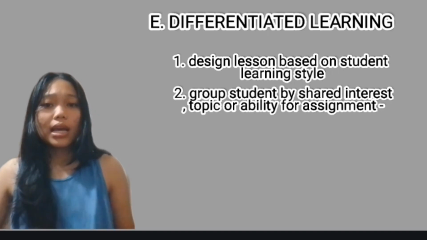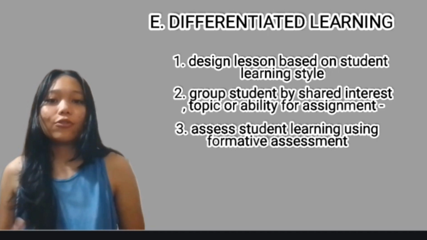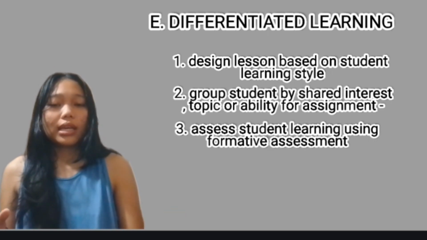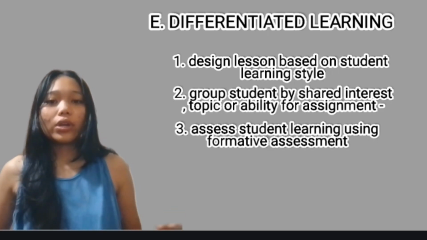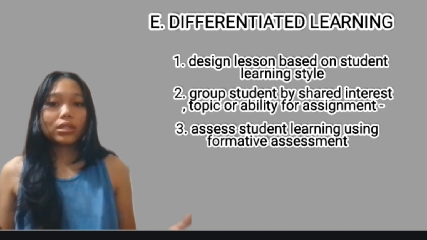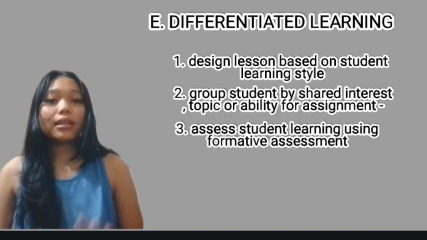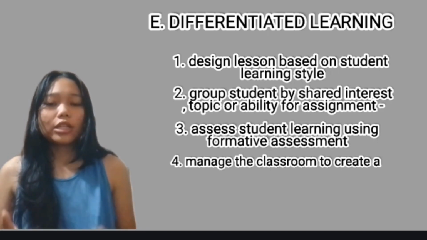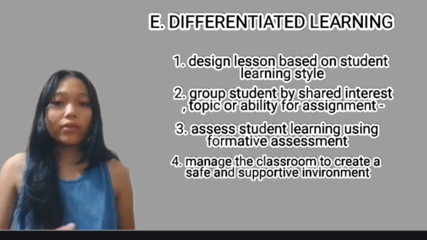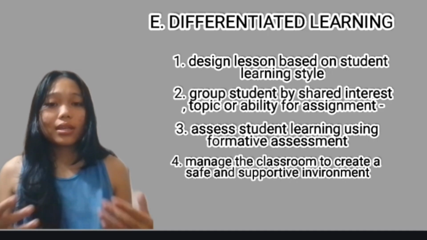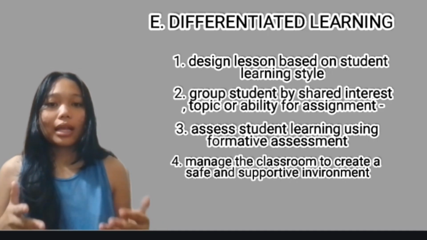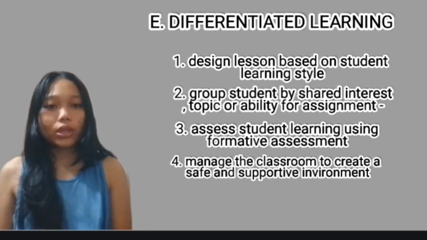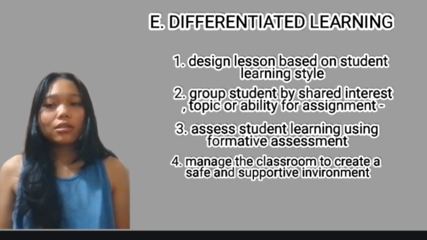And the number three, assess student learning using formative assessment. A formative assessment is like checking in on student understanding during a lesson or unit, not just at the end. And the last, number four, which is manage the classroom to create a safe and supportive environment. This means making sure the classroom is a friendly and safe space where everyone feels comfortable learning, and that's all.